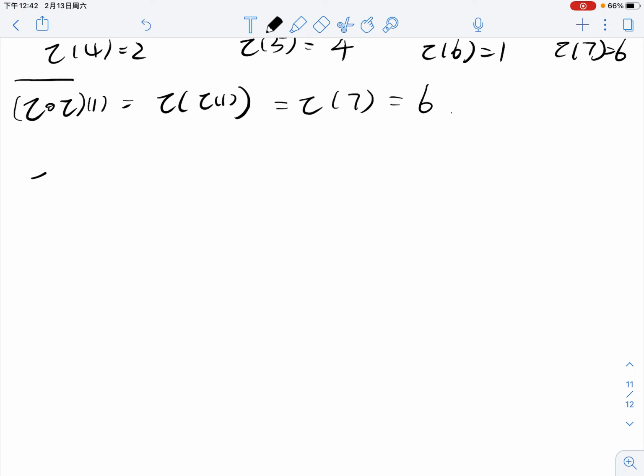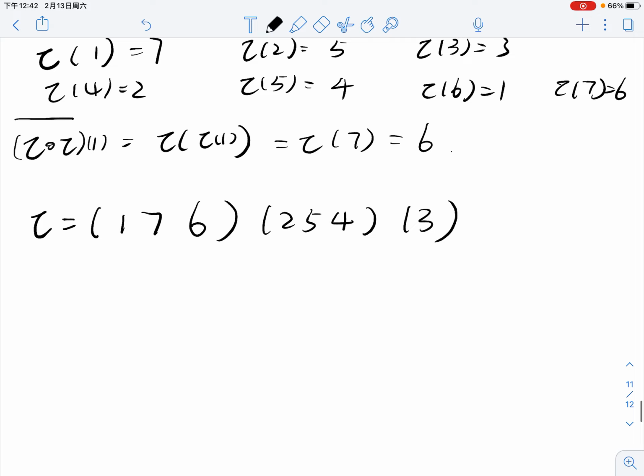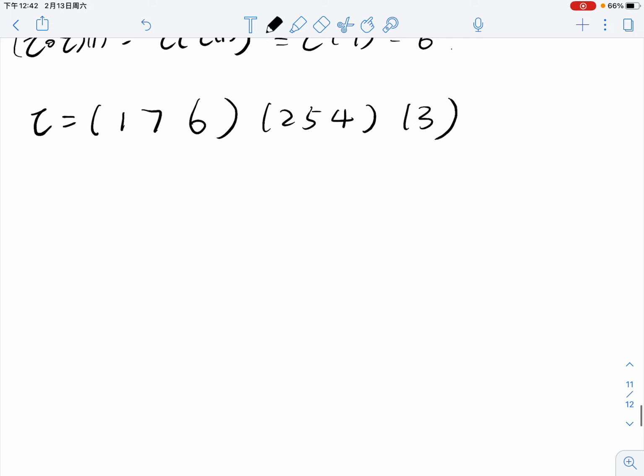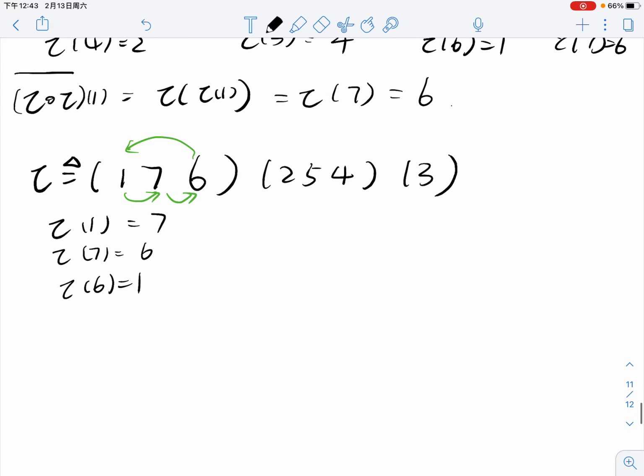Okay, anyhow, in some modern language, we can write tau in the following way: parenthesis 1 7 6, parenthesis 2 5 4, and then 3. So what does this mean? That means tau 1 is 7, tau 7 is 6, tau 6 is 1. It gives you a cyclic rotation. And then here tau 2 is 5, tau 5 is 4, tau 4 is 2, and tau 3 is fixed.